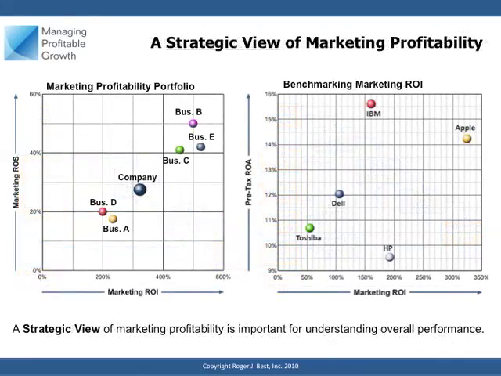Our second application focused on creating a marketing profitability portfolio and benchmarking company marketing ROI. The marketing profitability portfolio allows for a strategic view of comparative performance among businesses, regions, or product lines within a business. The company benchmark provides a good strategic view on how a company is performing when compared to other benchmark companies.